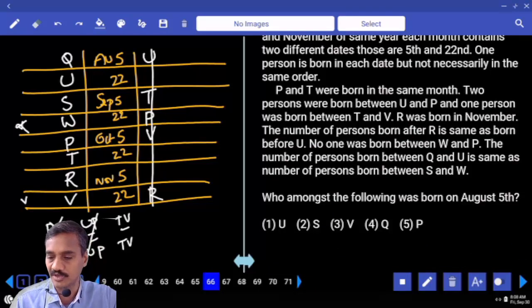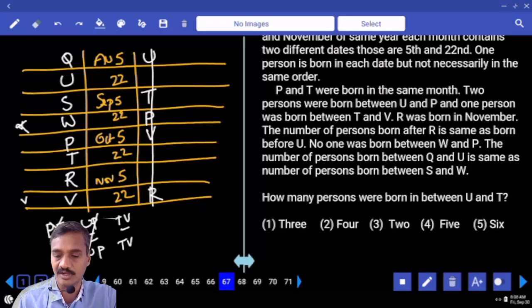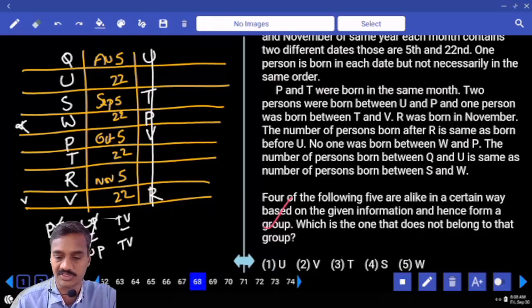Who among the following was born on 5th of August? Now 5th of August, tell me who is that person here? Q, that is the choice for question number 66. And how many persons were born between T and U? In between T and U, there must be exactly 3 people. There are exactly 3. Choice 1, question 67.